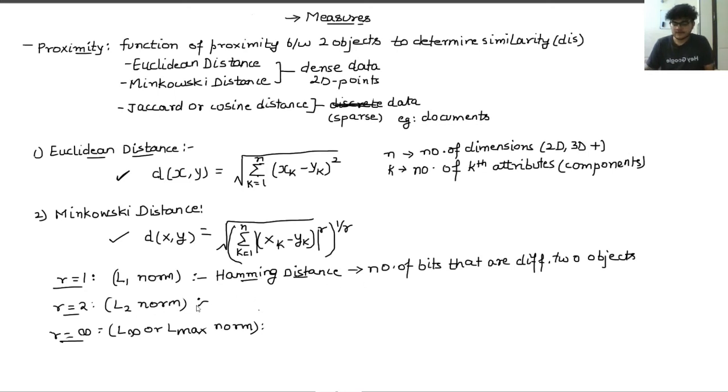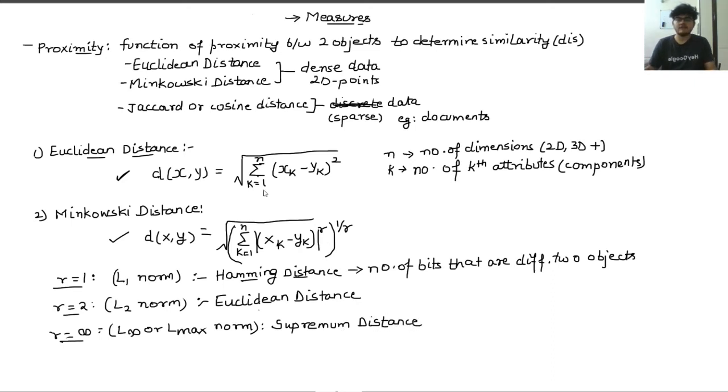If r equals 2, we call it a Euclidean distance. So you can see that this single formula, the Minkowski distance, will give us different types of distances. If you put the value of r equals 2 here, you will get the Euclidean distance formula. Alright, so the next one is r infinity, and this is known as supremum distance.